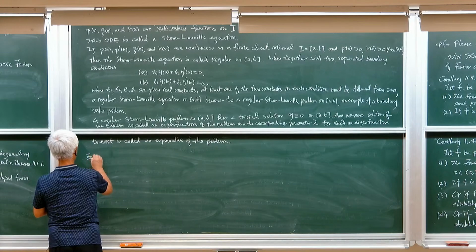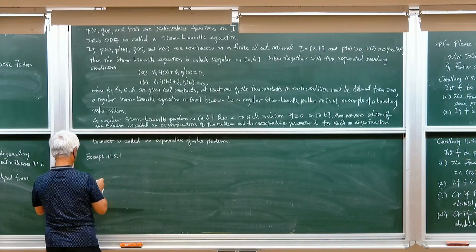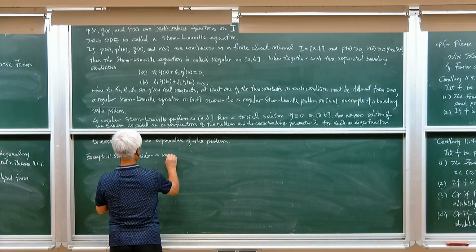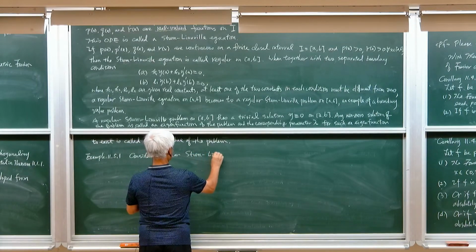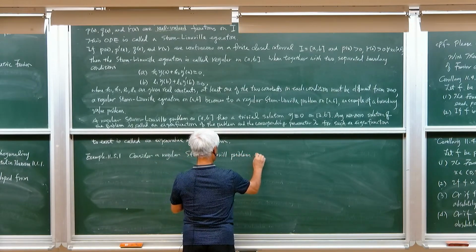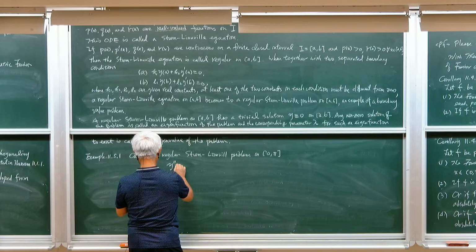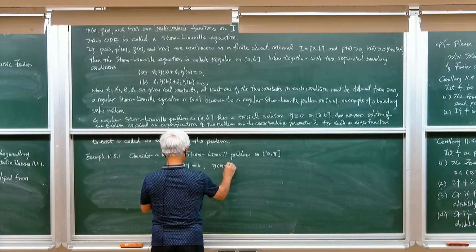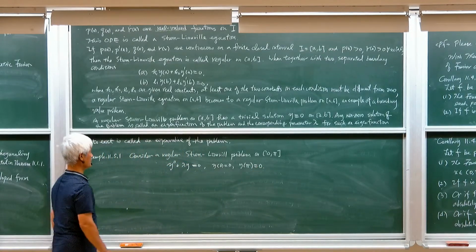All right. Let's take an example first. We consider a regular Sturm-Liouville problem on 0 to pi, which is y double prime plus lambda y equal to 0, with y(0) equal to 0 and y(pi) equal to 0.